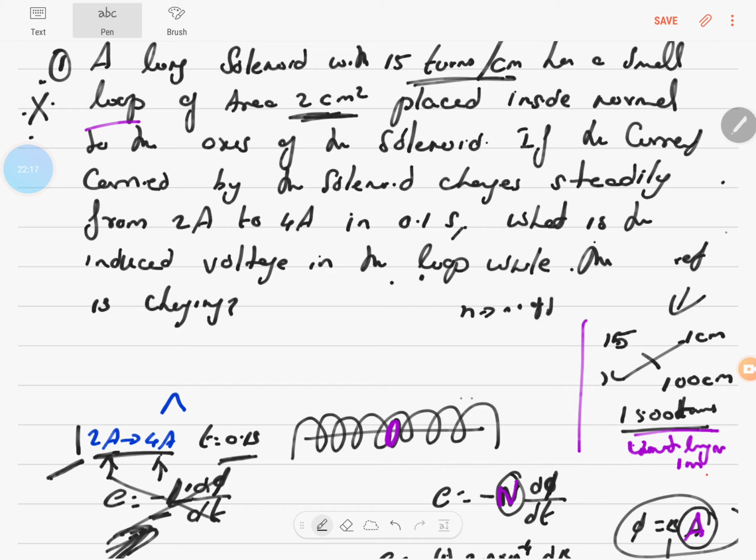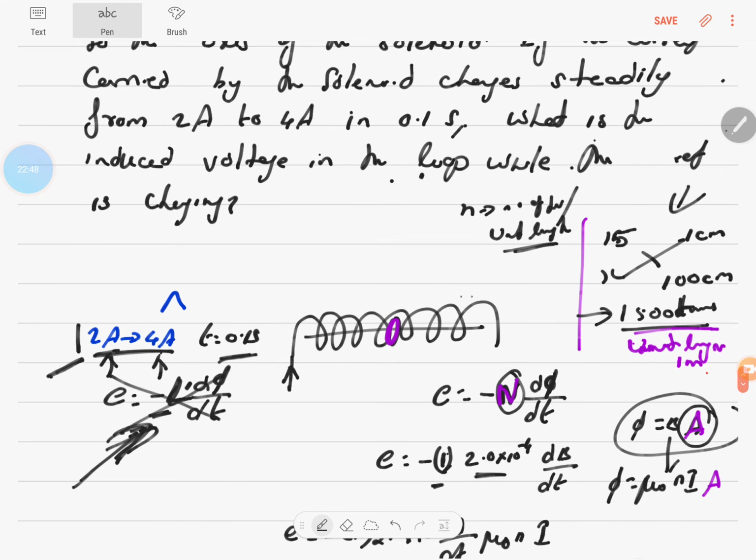Number of turns per unit length. For me, length is 1 meter. So for 100 centimeter, how many turns are there? First write that, 1500 turns. Okay, now it has a small loop of area 2 centimeter square placed inside, normal to its axis. Can you see the purple color loop? If the current carried by the solenoid changes steadily, so the bigger solenoid, the current is changing steadily from 2 amps to 4 amps in 0.1 second. So the current is varying from 2 to 4 amps.